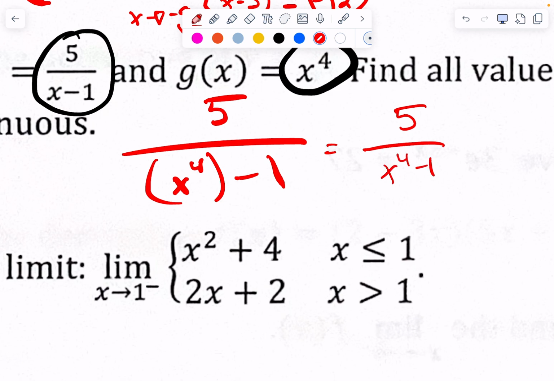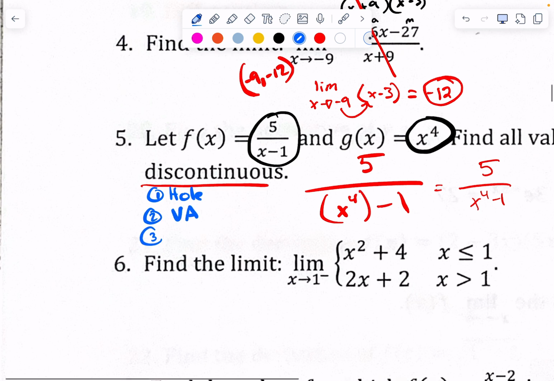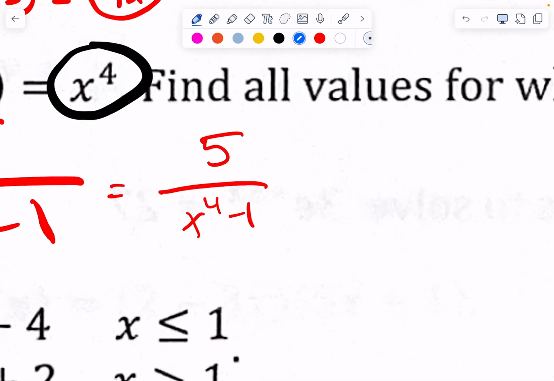Great, okay. Find the values for where this thing is discontinuous. Okay, what makes something discontinuous? A hole? Or a VA? Or what else? A jump, which occurs in piecewise functions that don't match up, okay? We don't have a piecewise function. So we either have a hole or a VA. Which one? Holes cancel with the top. I'm not going to have anything cancel with 5, right? Okay? So I'm looking for VAs.